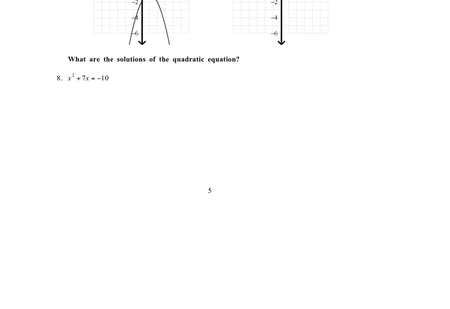When solving quadratic equations, the one thing you always got to remember is always set them equal to 0. It's got to be my first step. Always set equal to 0 first. So on this one here, I'm going to add 10. It gets me here. So x squared plus 7x plus 10 equals 0.